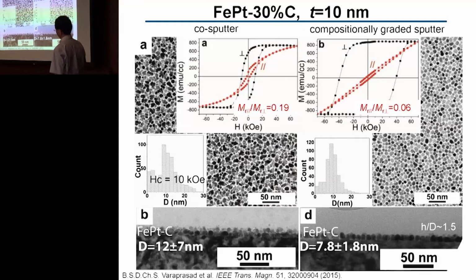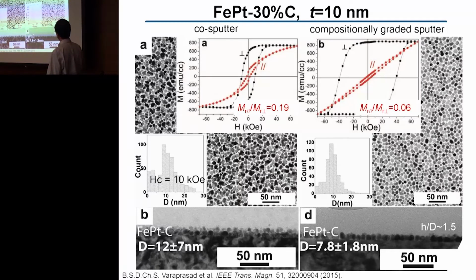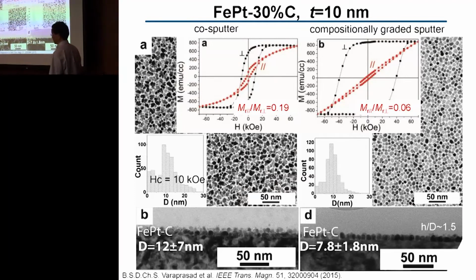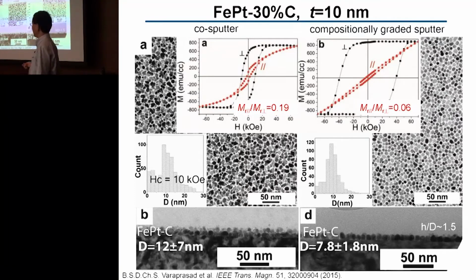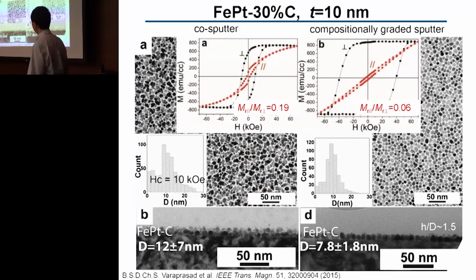So because of this, we lose the columnar mass. But when we carefully control the carbon concentration, we can keep the columnar shape up to 10 nanometer. At the same time, we can get very nice in-plane granular separation. So in this case, we lose perpendicular anisotropy, but by doing this, we can obtain very nice perpendicular anisotropy with a small in-plane component.